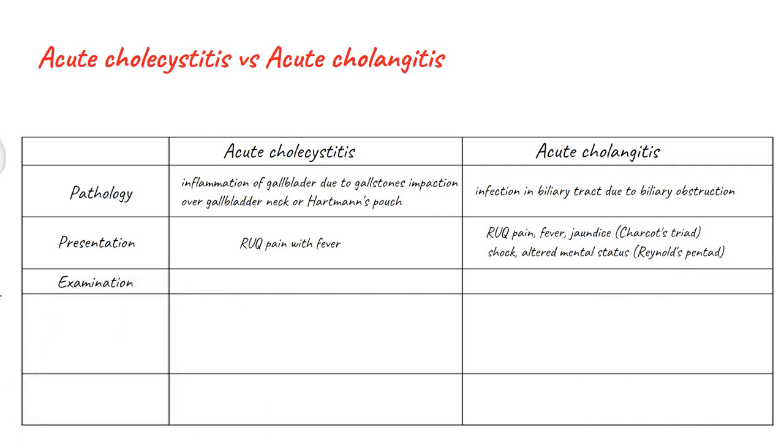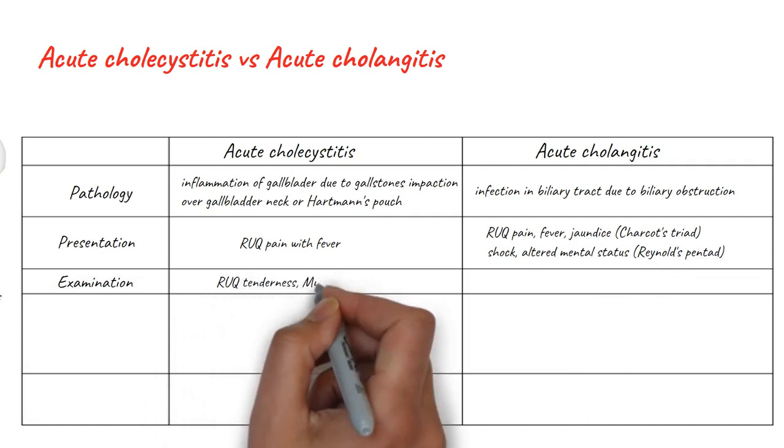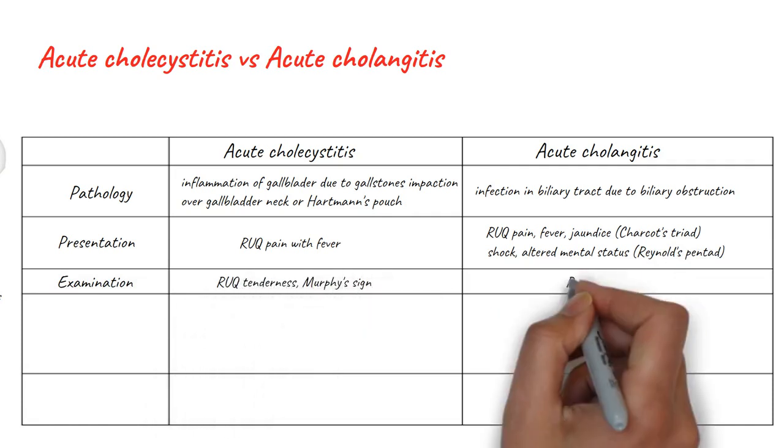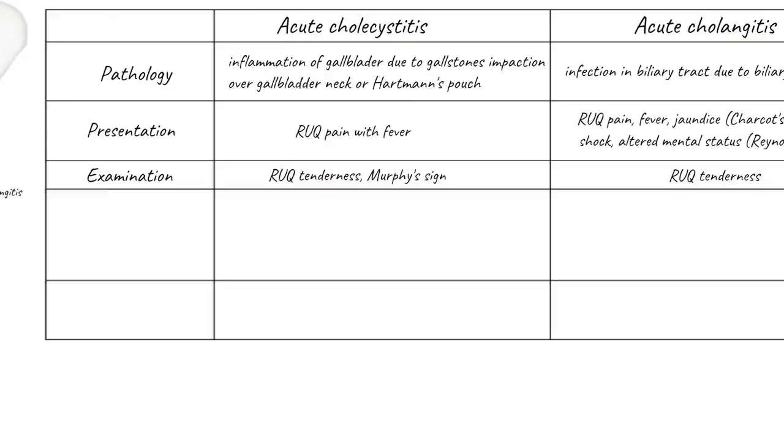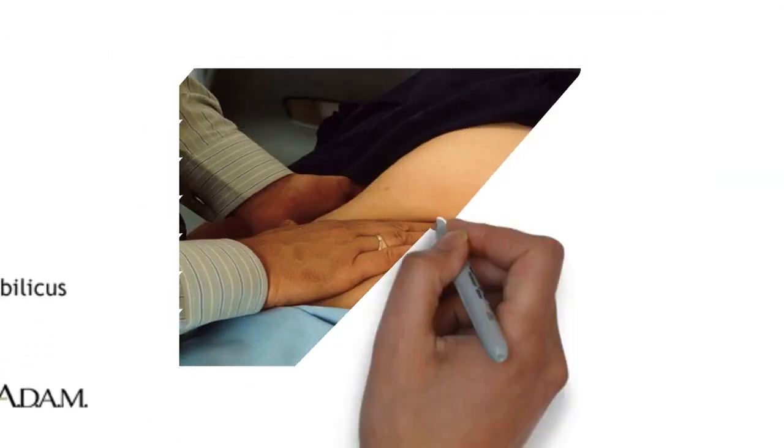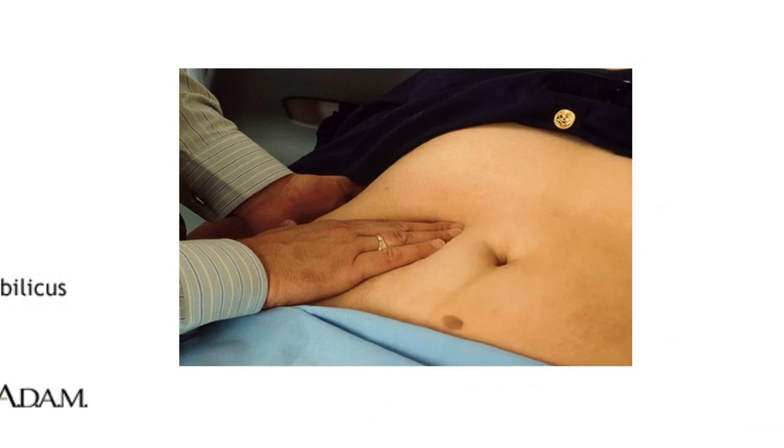For examination, both of them have right upper quadrant tenderness. It's usually more florid in acute cholecystitis than in acute cholangitis. And in acute cholecystitis, we have the Murphy's sign. Murphy's sign is elicited by asking the patient to take in and hold a deep breath while palpating over the right subcostal area. Upon inspiration, the liver and gallbladder are pushed downwards, and when it touches the examiner's finger, it causes severe pain due to irritation of the peritoneum. So if the patient experiences pain upon inspiration or stops deep breathing, then Murphy's sign is positive, which indicates acute cholecystitis.